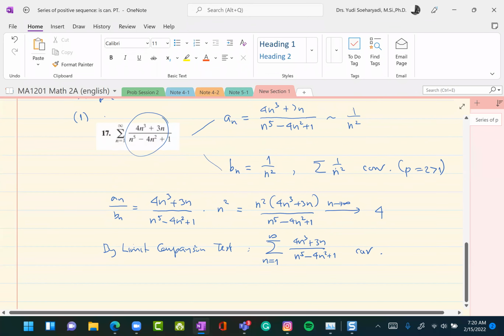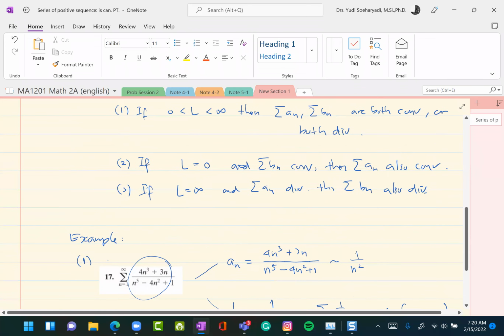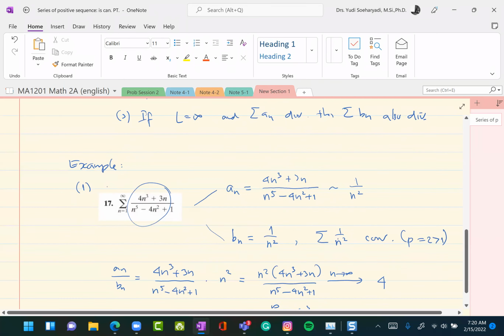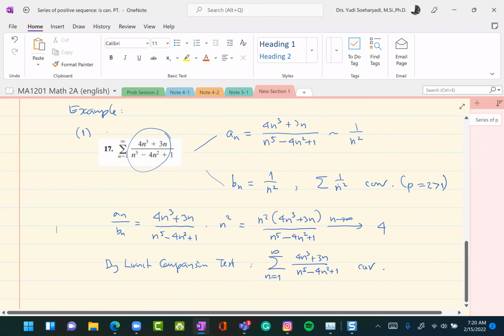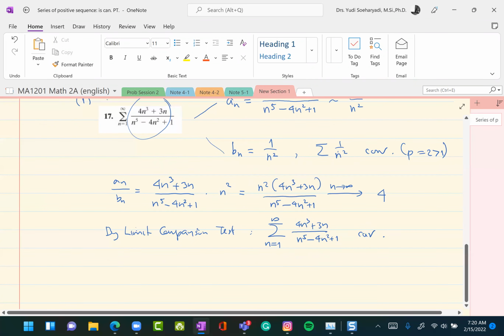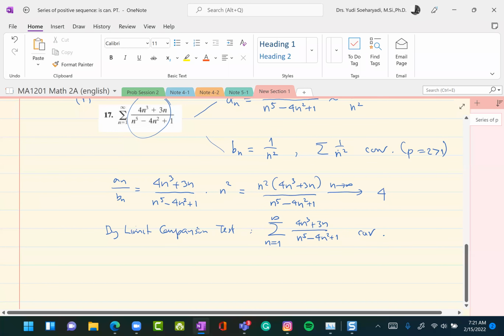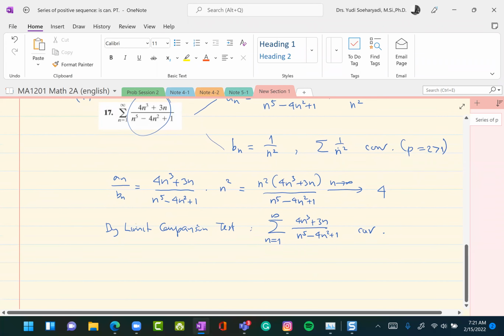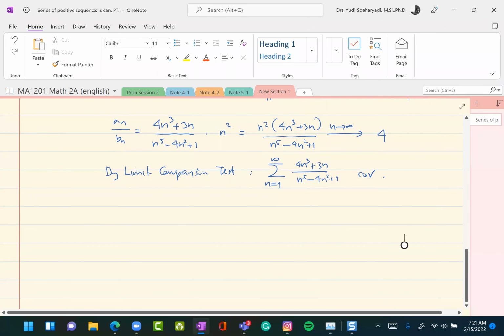So one reason why we prefer using the comparison or limit comparison tests is that we don't need to compute much. There's not much computation, just being able to compare with something that we feel is appropriate. Now the difficult thing is finding that comparison.